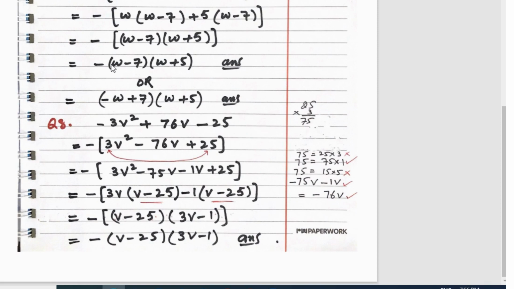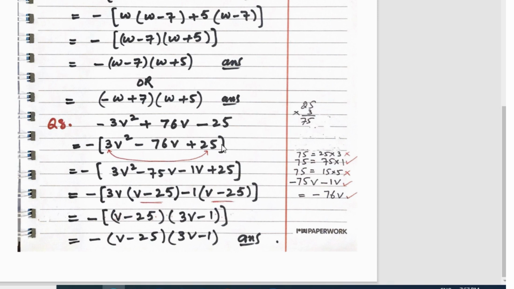If you multiply it with w, w already has a plus sign with it. So plus multiplied by minus is minus, it will come with w, and minus into minus is plus 7. And w plus 5 will come as it is. This is one single minus, so a single minus will be multiplied with a single factor, not both the factors. Either this is the answer or this is the answer.